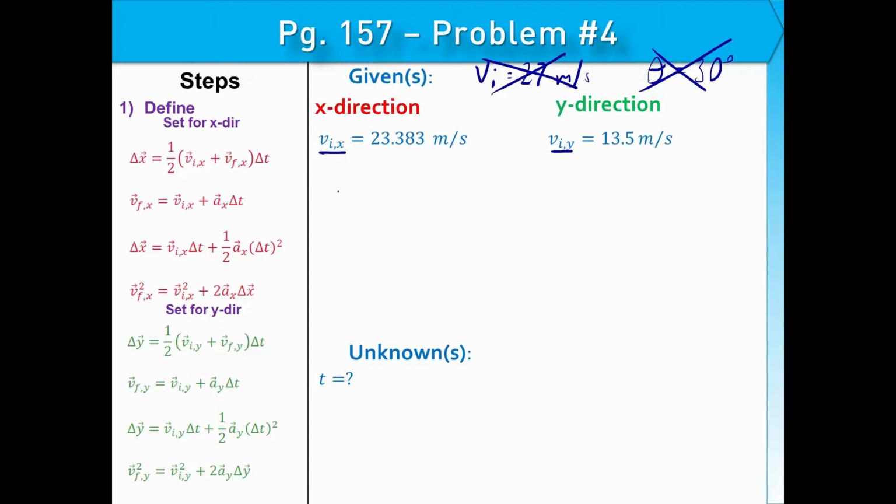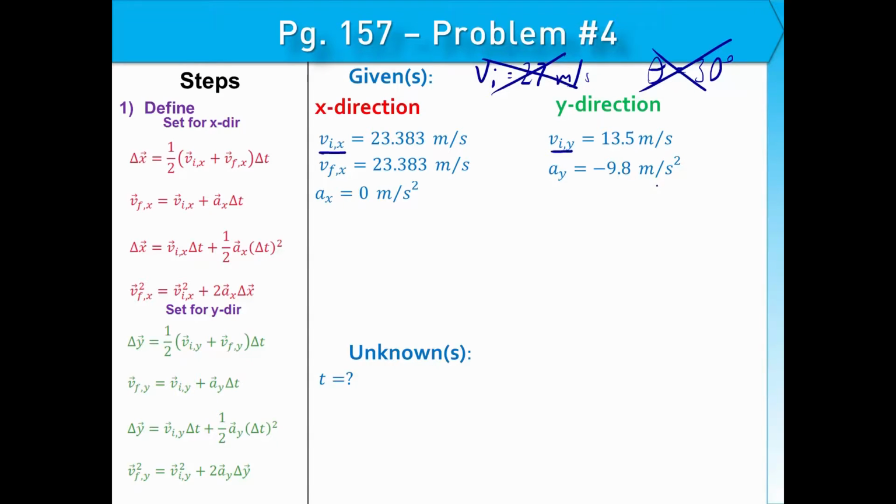Now once we found the initial velocity in the x direction, we automatically know the final velocity in the x direction will be the same as this value right here. So the final velocity in x will also be 23.383 meters per second. Two givens that are not stated in the problem are the acceleration in the x direction and the acceleration in the y direction. The acceleration in x is going to be 0 meters per second squared, and the acceleration in y is always going to be negative 9.8 meters per second squared.